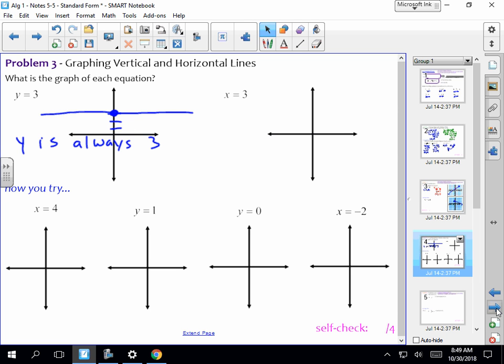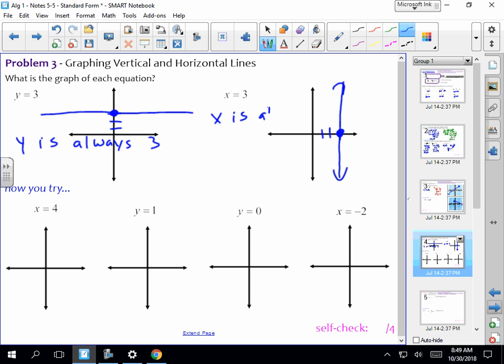This is telling me x is always 3. So I'd go over to the x on the x-axis, put a dot at 3, and then keep my line always at 3. There is no y involved in here, so y could be anything, and that's what this is showing. Y could be anything. But x is always 3. So why don't you try these just quickly, see if you can graph each of those.